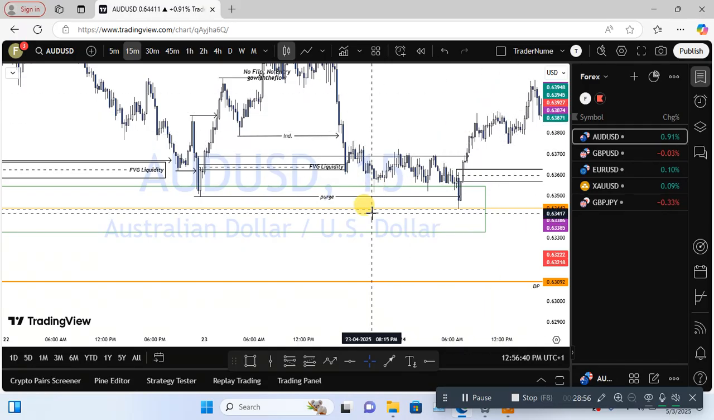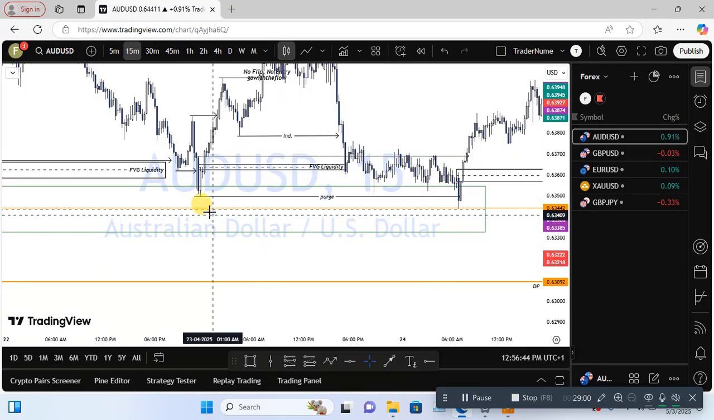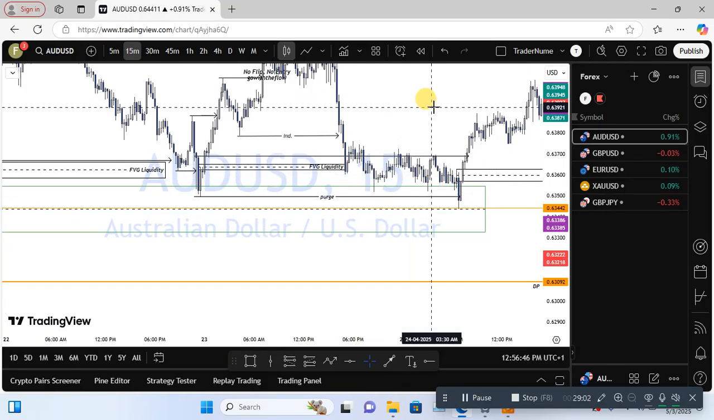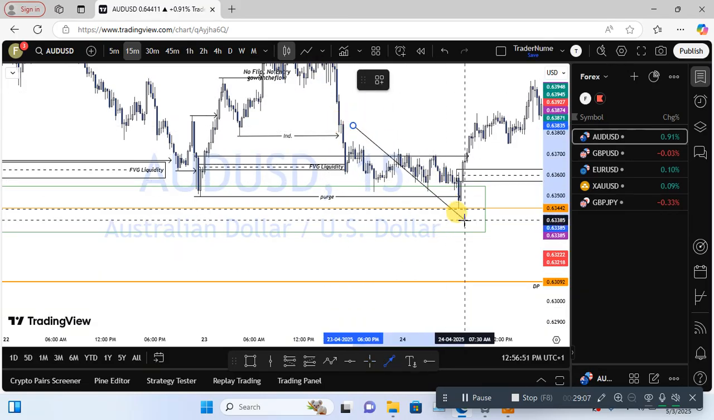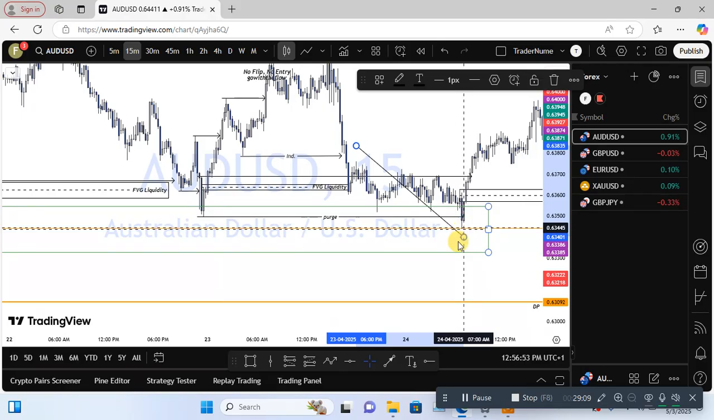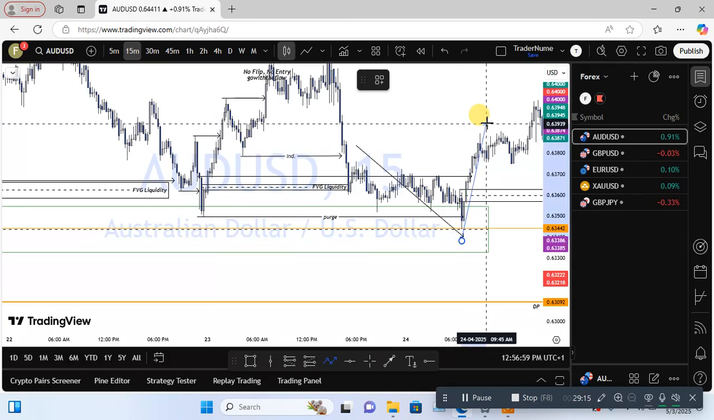So as a smart trader, what you do is wait. Patience is key. So as soon as price purges that zone, what happened? Like I always tell you, price will purge the zone and come up. Price will come up a little bit, and come up a little bit.